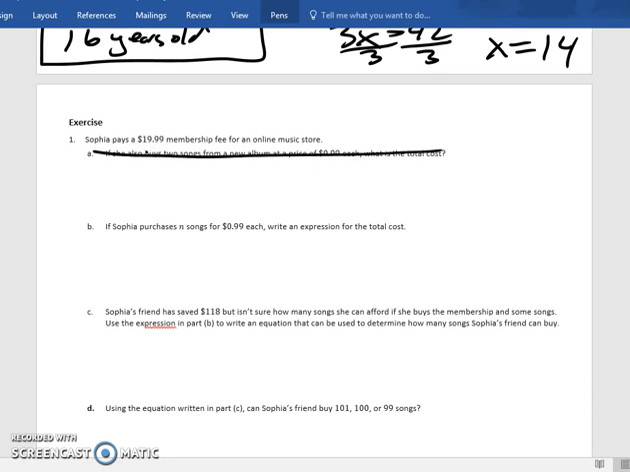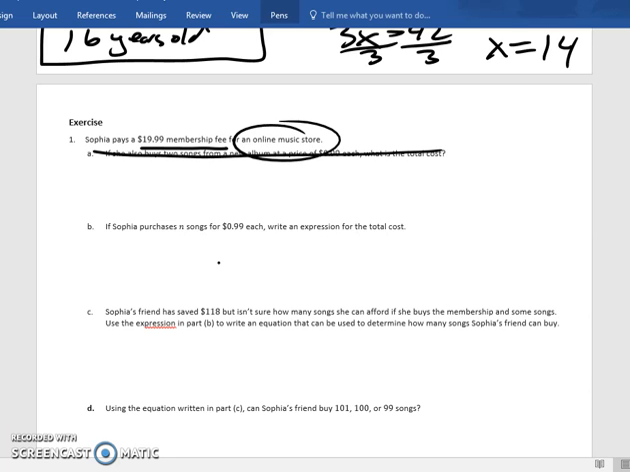We got Sophia here. She pays $19.99 membership fee to an online music store. So every single, well, it's just a fee. It doesn't tell me it's a monthly fee. So she's paying it there. All right. If Sophia purchases n songs for 99 cents each, write an expression for the total cost.